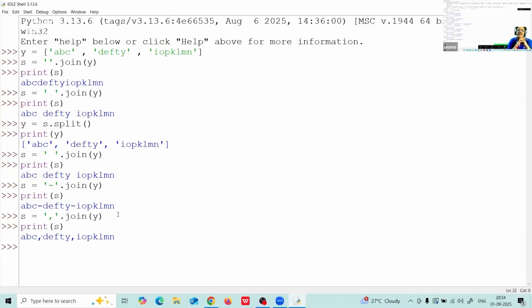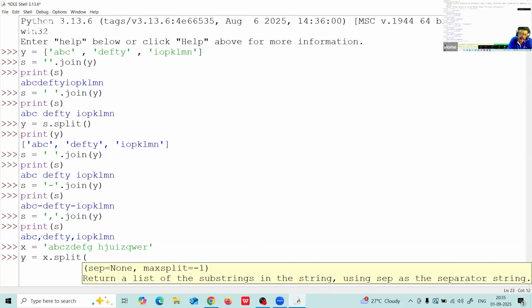Now, coming to the question asked by Pranay, I was saying that you will have to run split 2 times. The problem we had is like this. X was A, B, C, Z, then D, E, F, G, space, H, J, U, I, then Z, then Q, W, E, R. Correct? I think that's it. Our aim was we want to split this on the basis of Z and space also. So what we first do, we'll call the split: y is equal to x dot split on the basis of Z.